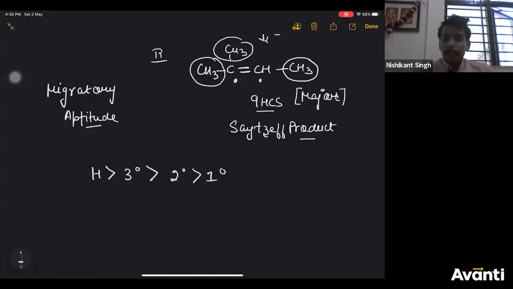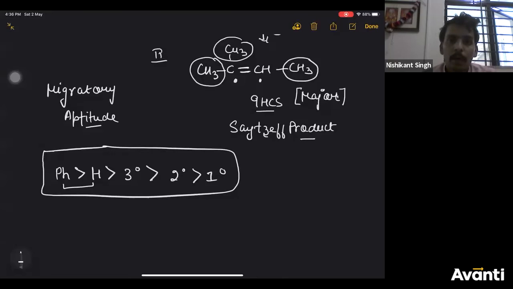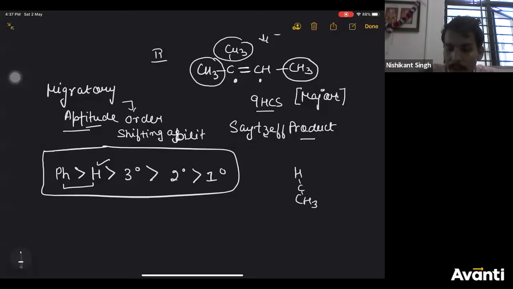All right. So what I was saying was, this is the order of migration, and phenyl is greater than hydride. So this is generally the order. There is some discrepancy between hydride and phenyl. What does migratory aptitude mean? If you have hydrogen and alkyl group both present on a carbon, then who will migrate first? So hydride has maximum tendency to shift. Basically, you can say migratory aptitude, or you can say order of shifting ability.